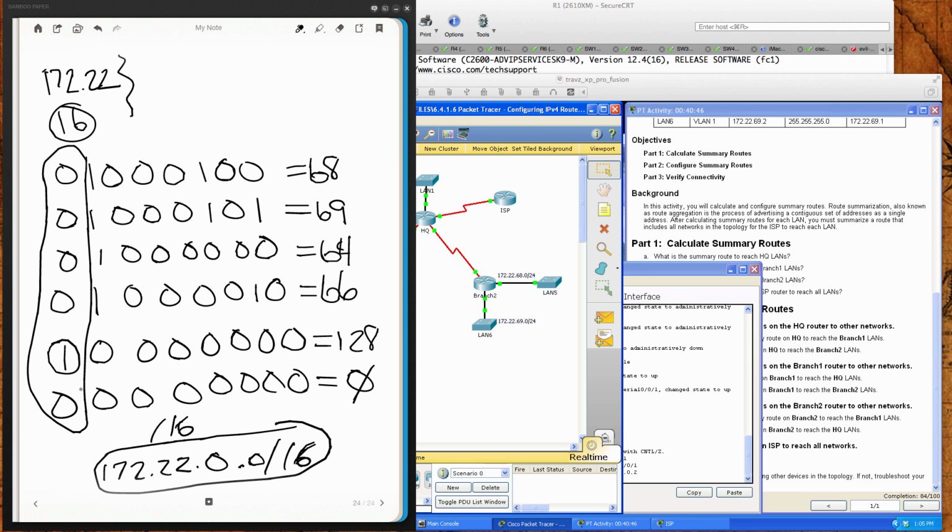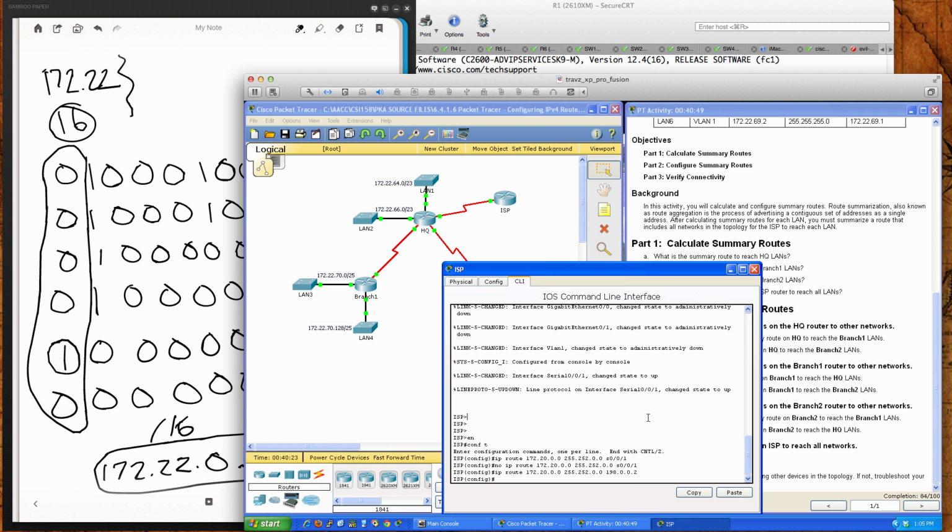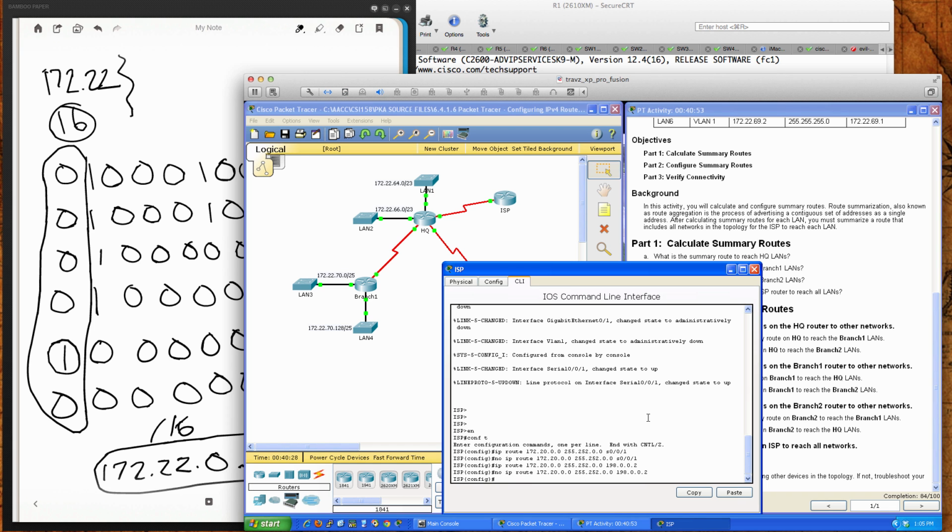So let's go ahead and put that back in over here. Let me do a no on this. Control A, no. And then we'll pull this back up.